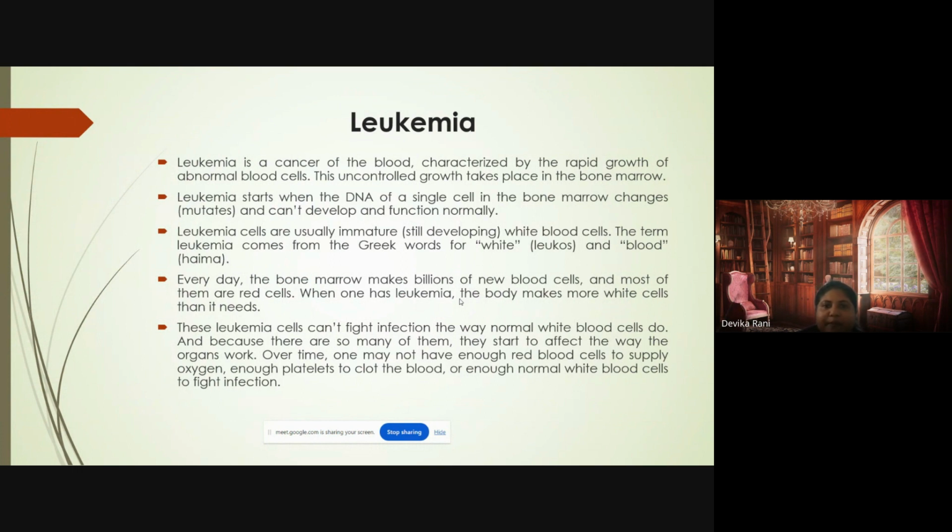The term leukemia comes from the Greek words leukos, for white, and hemia, for blood. Every day, the bone marrow makes billions of new blood cells, and most of them are red cells. When one has leukemia, the body makes more white cells than it needs. But these leukemia cells can't fight infection the way normal white blood cells do. Because of that, they start to affect the way the organs work. Over time, one may not have enough red blood cells to supply oxygen, enough platelets to clot the blood, or enough normal white blood cells to fight infection. So the condition of a person really deteriorates.